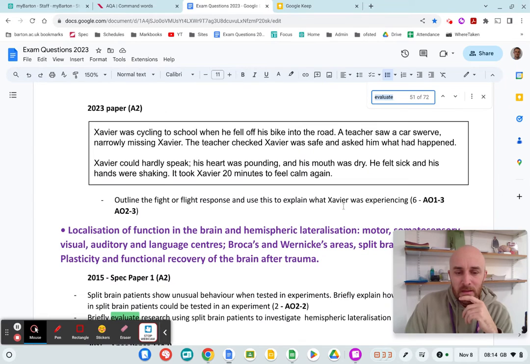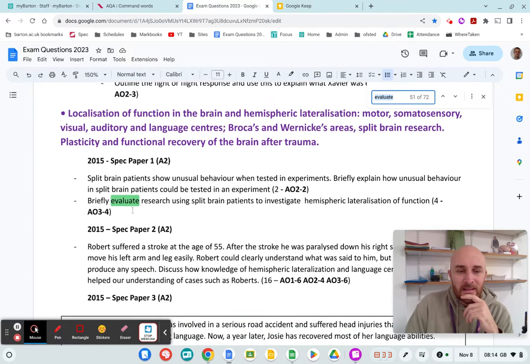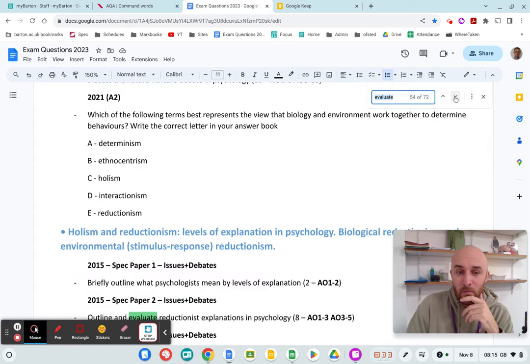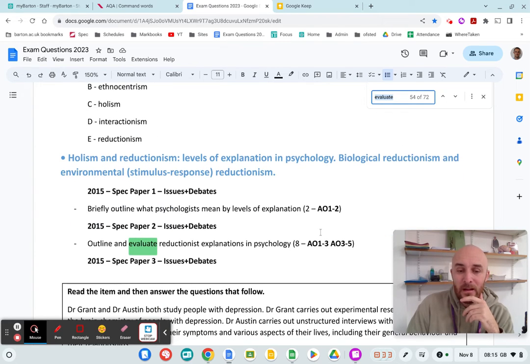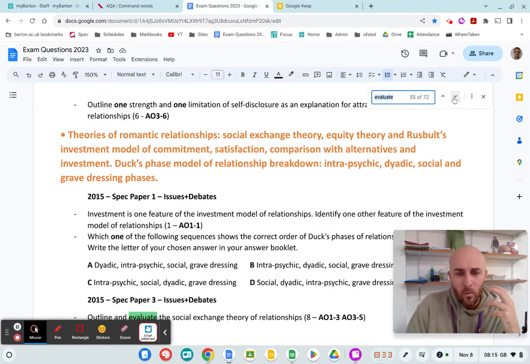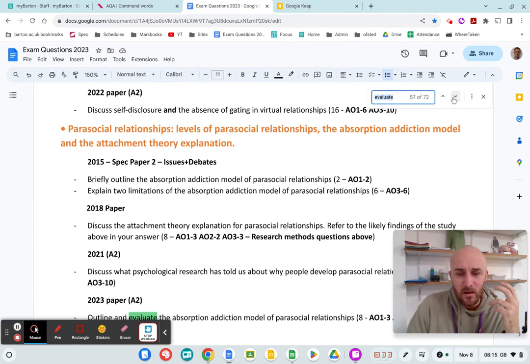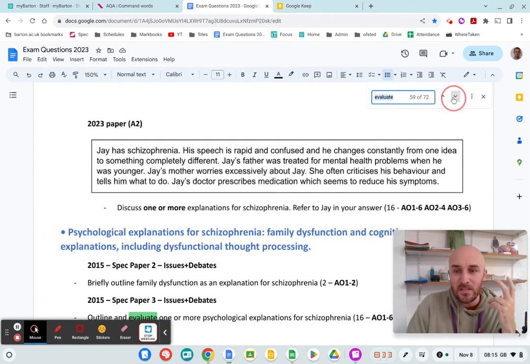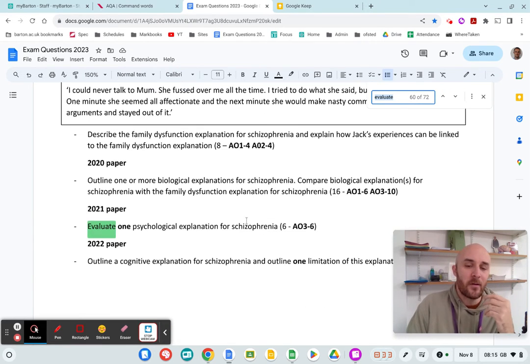I'm after something. Again, a briefly evaluate comes up again, same sort of thing. I would do 2 brief evaluations, but not full PEELs there. Outline, evaluate one part of the brain. Outline, evaluate reductionist explanations. So it comes up quite a lot. What I'm after, I for some reason can't find, and it's really irritating me. What I'm after is basically your standard. There we go.